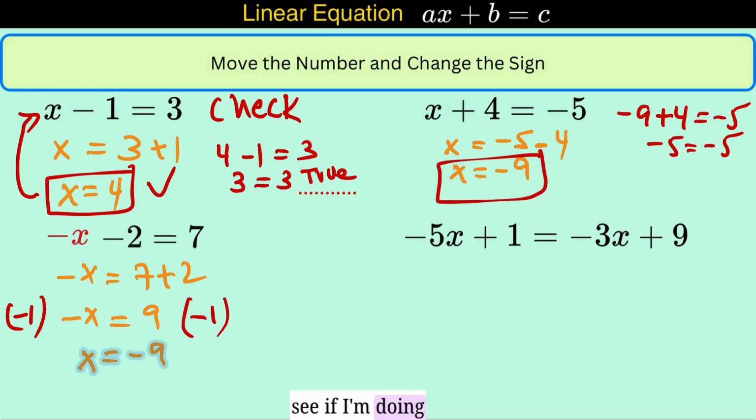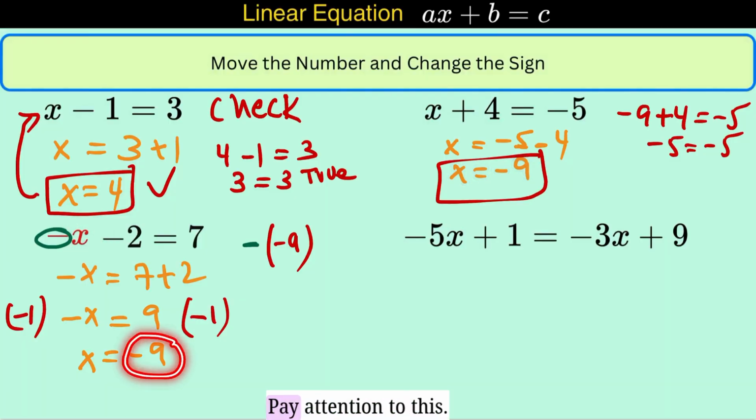Check to see if I'm doing everything right. So I have, okay, pay attention in here, please. Let me do this in green. Pay attention. I have negative, which is this one here. Okay, then I'm going to put negative 9. See, this negative is coming from here. Then I will replace x. X is negative 9.